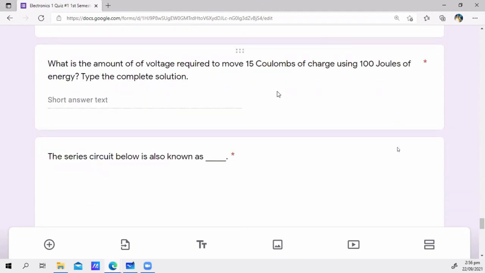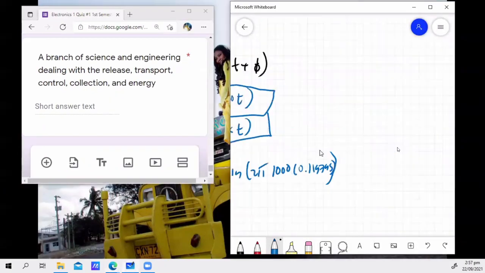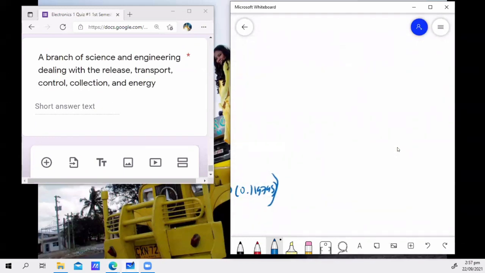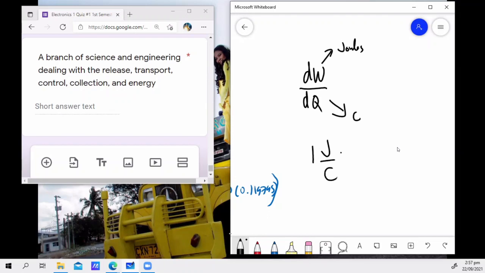Okay, next. What is the amount of voltage required to move 15 coulombs of charge using 100 joules of energy? So, type the complete solution. So, di ba, ang voltahe is expressed as a derivative of work with respect to the derivative of charge. Ang unit ng work is in joules. Ang unit ng charge is in coulombs. So, 1 joule per coulomb is equal to 1 volt.